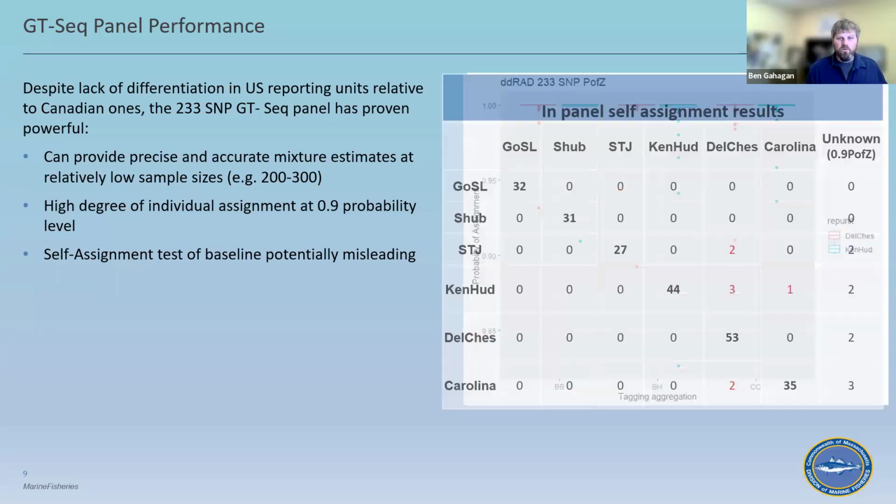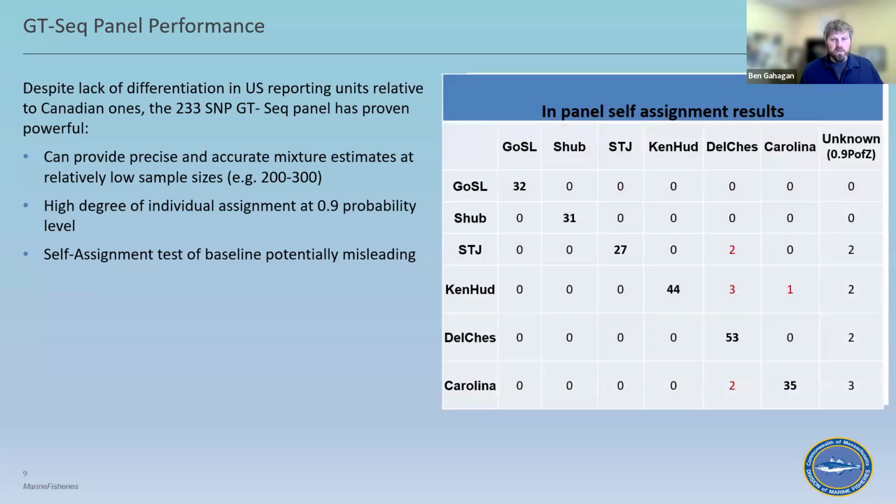And then hopefully, most people are familiar with this matrix showing what is considered the accuracy of assignments of the reference panel. These are the baseline fish that were collected in all the different spawning areas. You can see for the most part, almost all the fish are being assigned back to where they were collected. That's these numbers in bold black. And then the red numbers are what we would consider potentially misassigned fish. And on the end, there's that column for unknown. Those are all the fish that had less than 90% probability of assignment, so we just classified those as unknown.